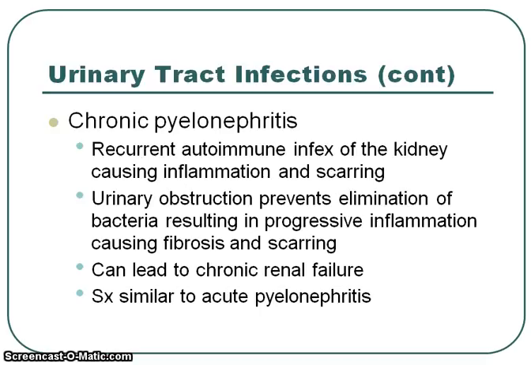Chronic pyelonephritis is a little different. This is a recurrent autoimmune infection of the kidney that causes inflammation and scarring to the kidney tissues. Urinary obstruction prevents the elimination of bacteria, which then triggers progressive inflammation as the kidney gets into a cycle where urine can't get out, it gets obstructed, causes inflammation, makes scar tissue, and then it goes back through the cycle again. This can lead to chronic renal failure if it can't be taken care of. Right, the symptoms are similar to acute pyelonephritis, it's just a long-term problem.